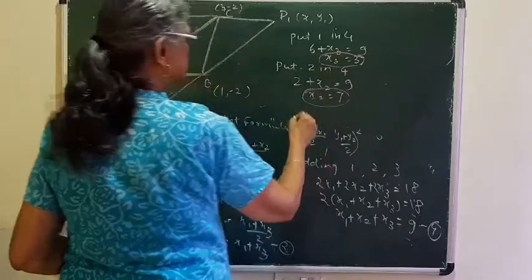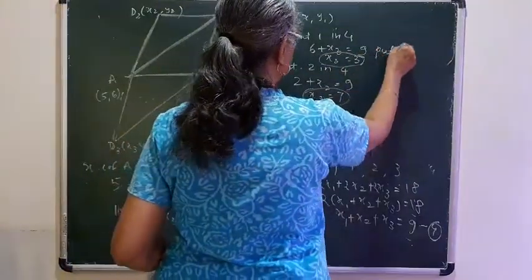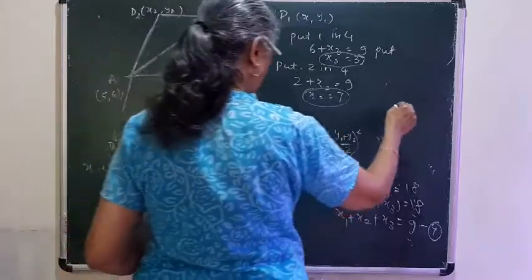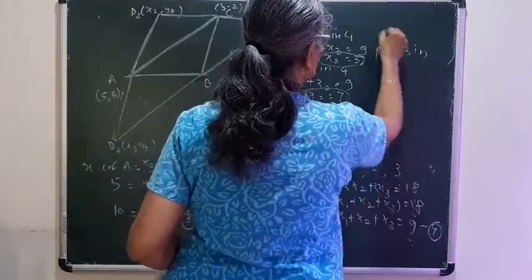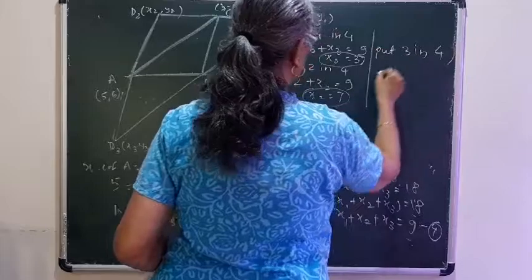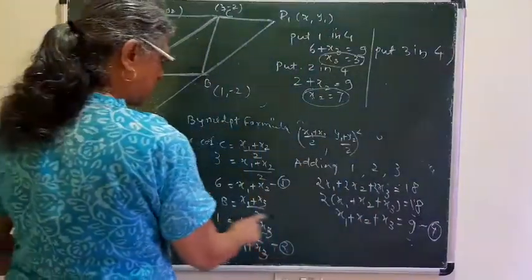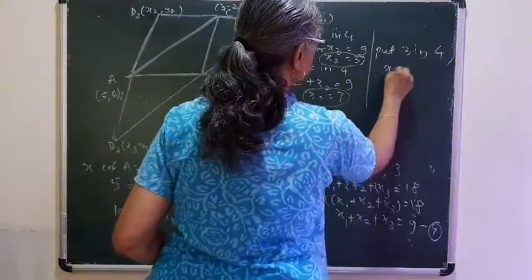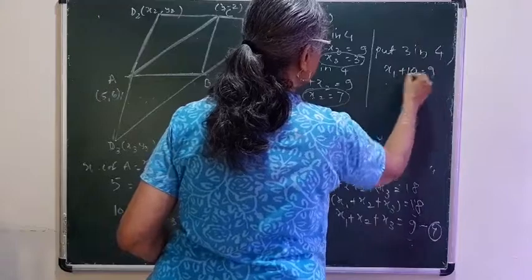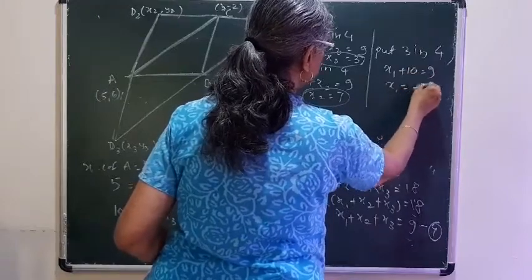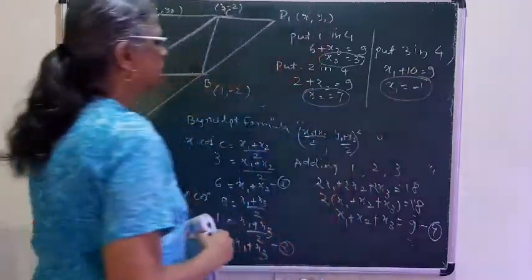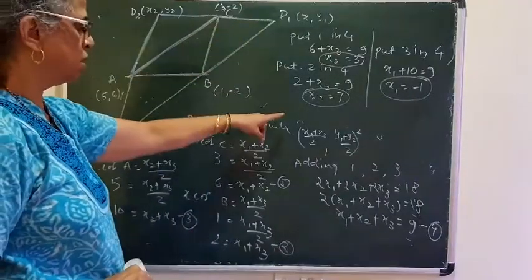This is the second answer. And put 3 in 4. So x2 plus x3 I will take 10. So x1 plus 10 is equal to 9. So x1 is equal to minus 1. So these are all the x coordinates of d1, d2, d3.